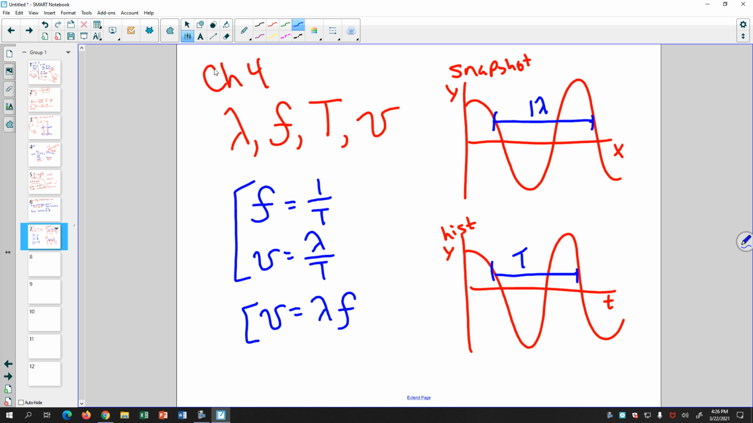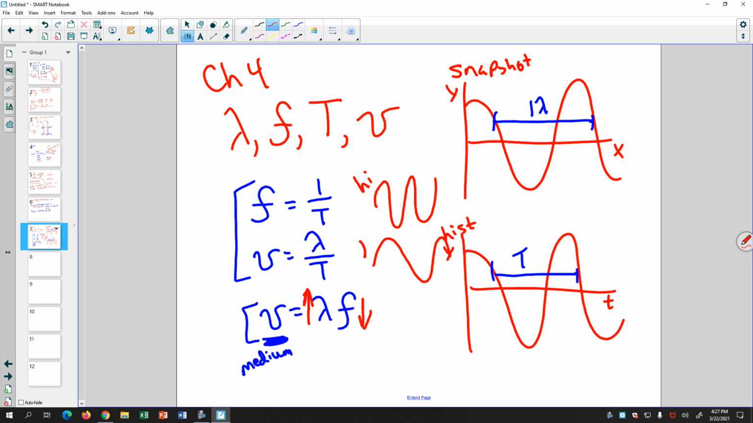And then also don't forget that the velocity of a wave is only dependent upon the medium. And so if I change one of these, like if the wavelength goes up, that means that the frequency will go down. Make sure that you can identify what wave has a bigger frequency. So for example, this one is a high frequency. This is a low frequency.